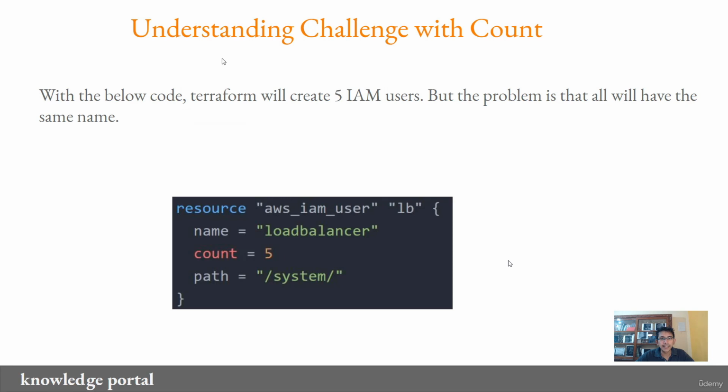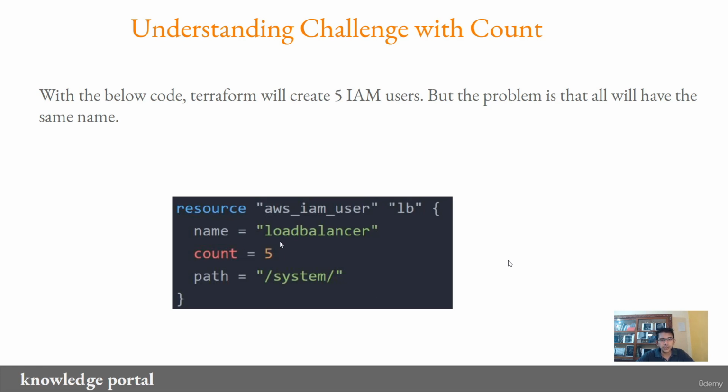Let's understand the challenge by just using the count parameter. In the below code, Terraform will create 5 IAM users, but the problem is that all will have the same name. This is the IAM user, the name is load balancer. If you do a count, all of the IAM users will have the same name, load balancer. And for resources where you cannot have the same name, the apply will fail.